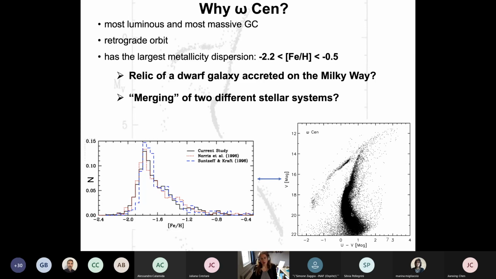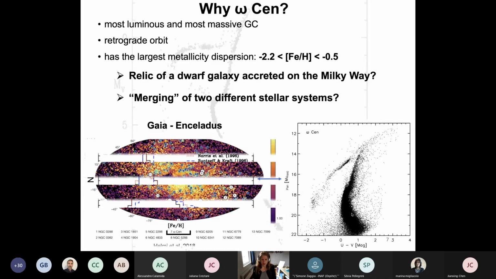Now, there are different hypotheses concerning the origin of Omega Centauri. Two are the main ones. One says that Omega Centauri is the relic of a dwarf galaxy that was accreted on the Milky Way. The other says that Omega Centauri is the result of the merging of two different stellar systems. This could have happened either in the Milky Way, but it's probably not very common, or in a dwarf galaxy or a galaxy that was later accreted by the Milky Way.